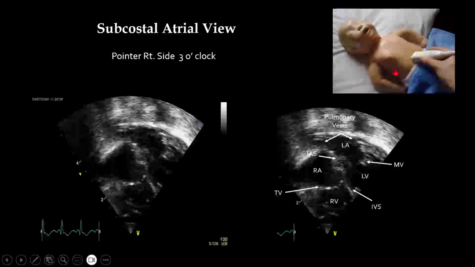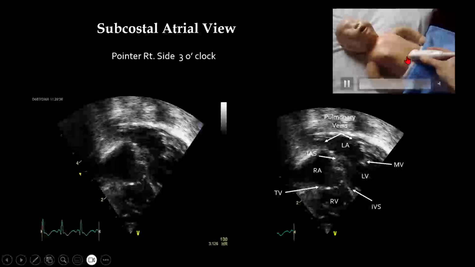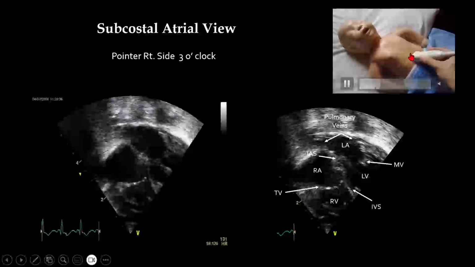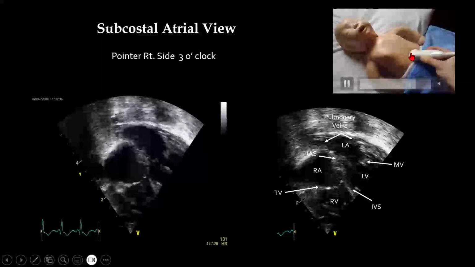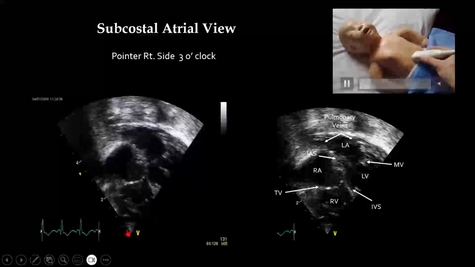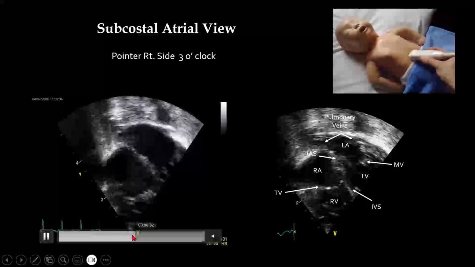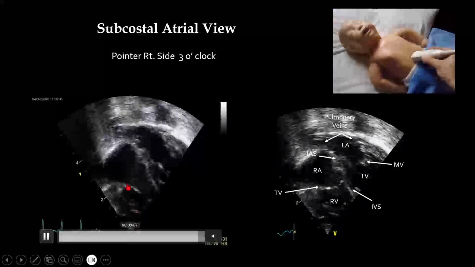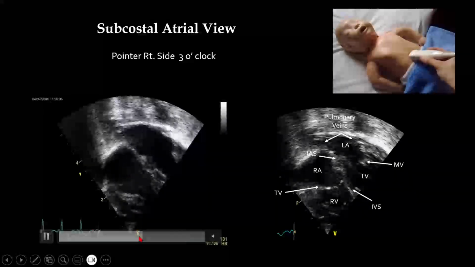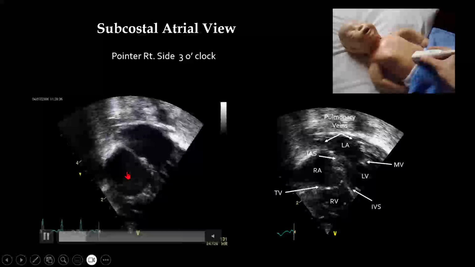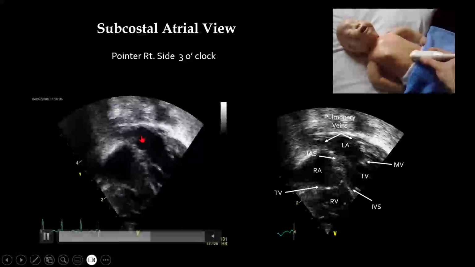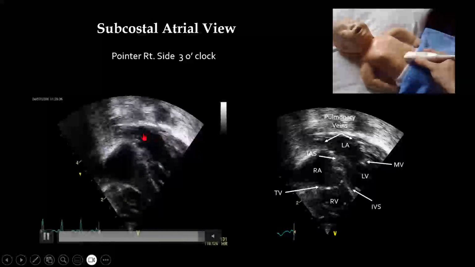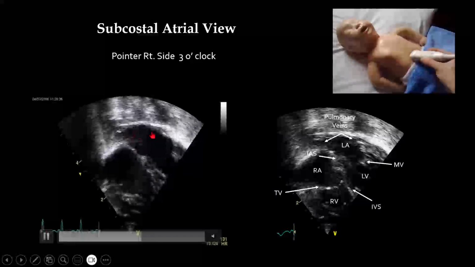So here, first what we are doing is the atrial view. We have kept the probe just below the xiphisternum, pointer pointing at 3 o'clock. Here, again, I bring the probe orientation marker down here. So the atria which is closer to the probe is the right atria. So this is RA, LA. You can see the pulmonary veins entering this atria. So that's why it is LA.